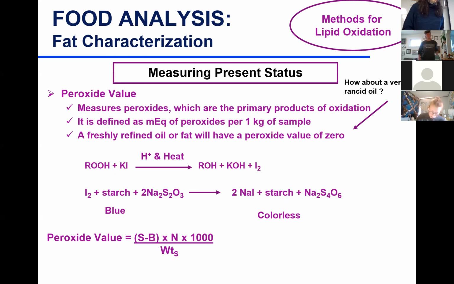So to measure the current status, we do peroxide value on the oil that we have. Peroxide value measures peroxides, which are the primary products of oxidation. It is defined as milliequivalents of peroxides per 1 kilogram of sample. So remember the units: milliequivalent of peroxide per 1 kilogram of sample.